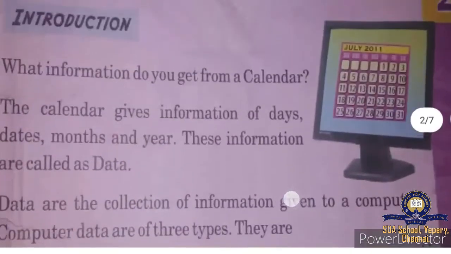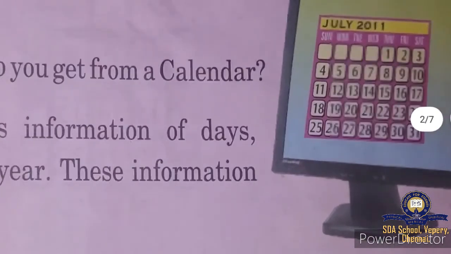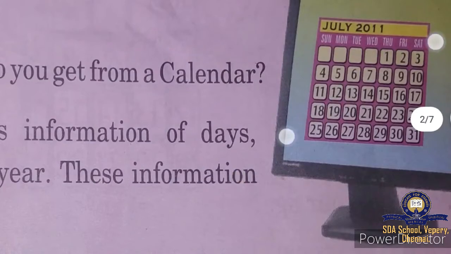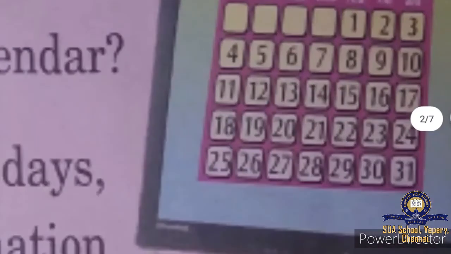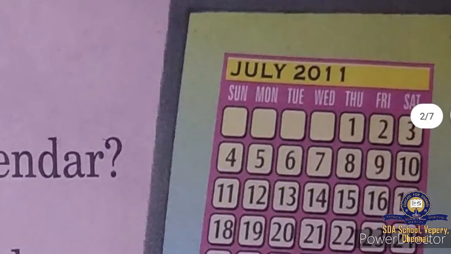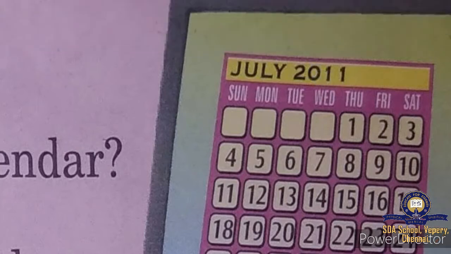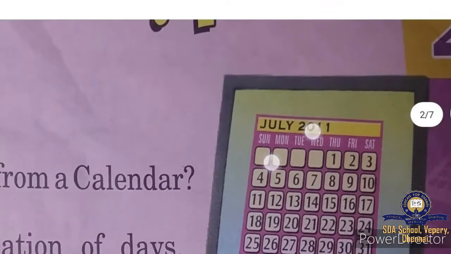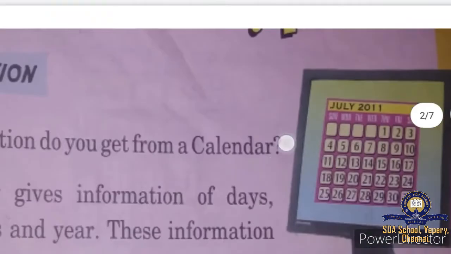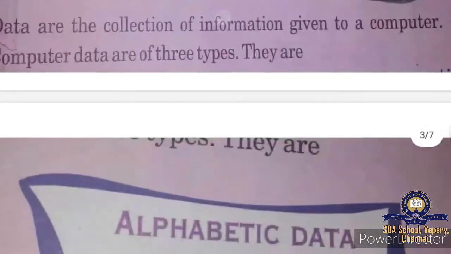Alphanumeric data is nothing but, you can see here in the calendar, July 2011. Alphabets are also there and numbers are also there. This is alphabet and this is number. Both are there, so this is alphanumeric. Alphanumeric means alphabets and numbers both come together. Now we will move on to the next section.